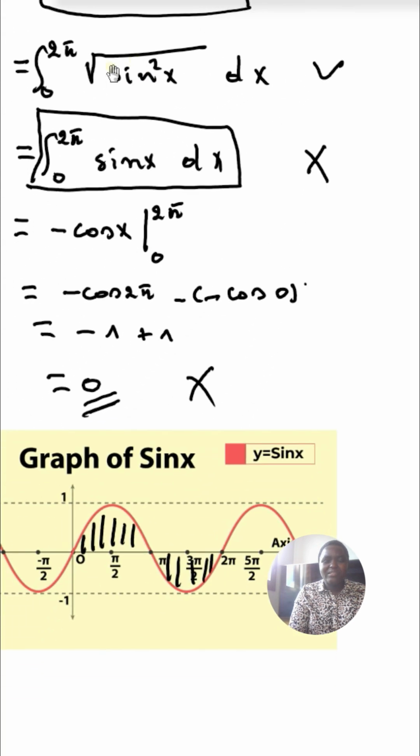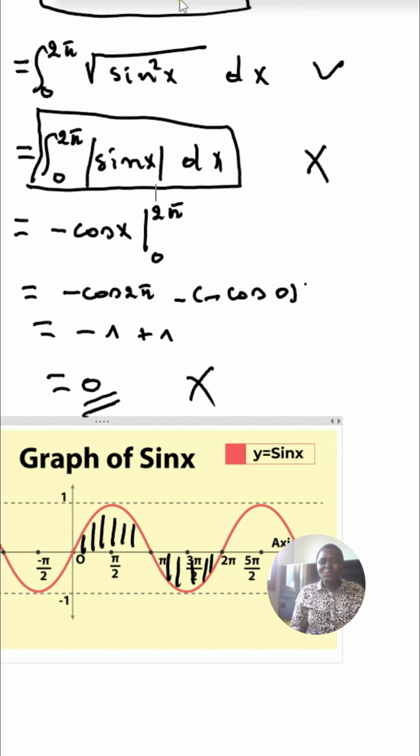This step that we get here, square root of sine squared to be equal to sine of x, this is totally wrong. Instead of having square root of sine squared to be equal to sine x, it should actually be equal to the absolute value of sine x. Absolute value of sine of x. So it will be equal to positive at this interval from 0 to pi, and negative at this interval from pi to 2 pi.